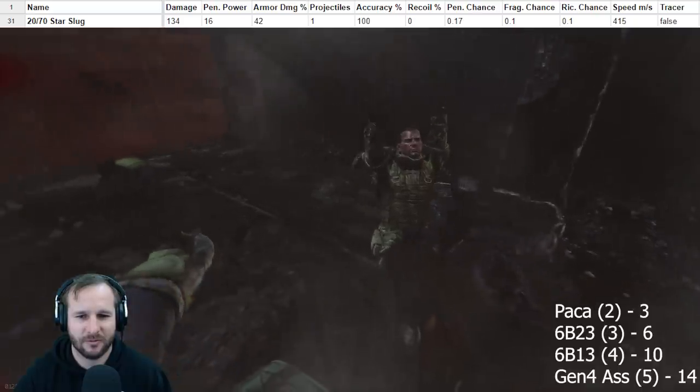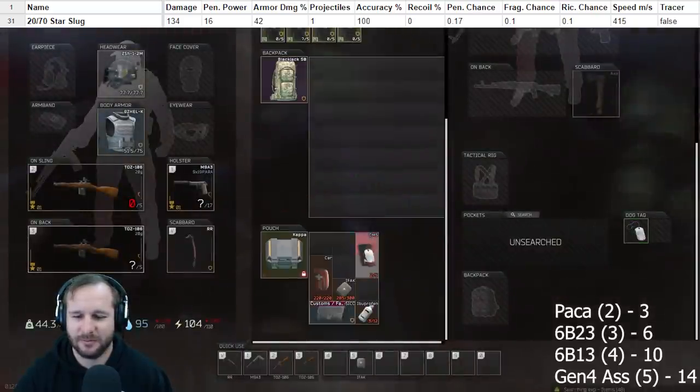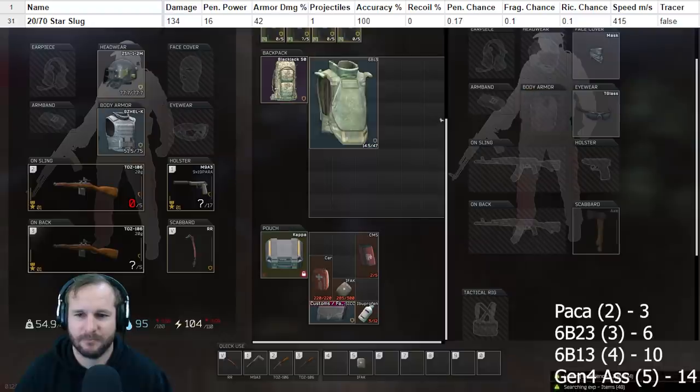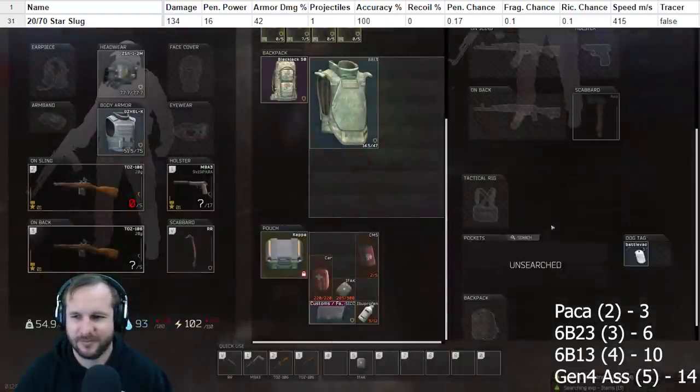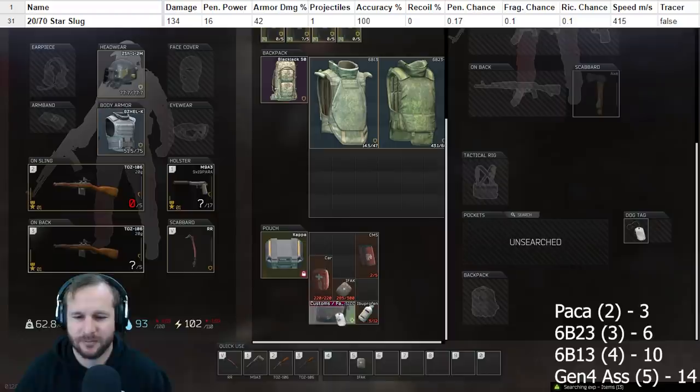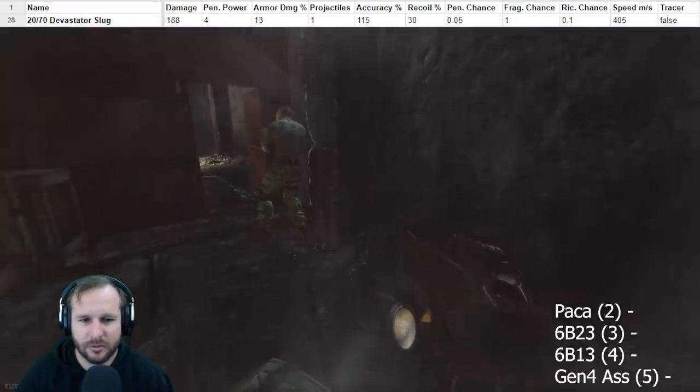I try and replace armors around the 50% mark. Just take that as a tip, because generally once they get to about 50% of the durability, they start to become a lot less effective. So next up, we have the Devastator round.